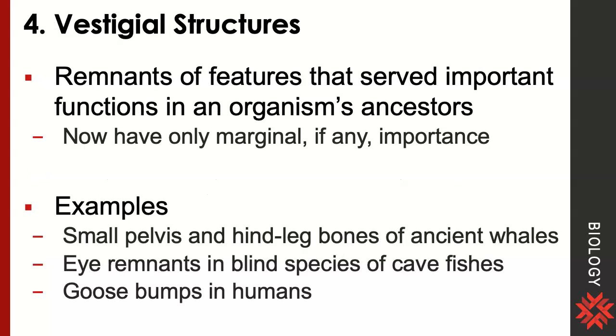Proof number 4 is vestigial structures. Vestigial structures are really neat. These are remnants of features that served an important function in an organism's ancestors, but now they might not have any function at all. So for example, when we were looking at that picture showing the transitional forms of species that descended down to whales, we saw that the hind leg bones of whales still exist. There's still this little bone.